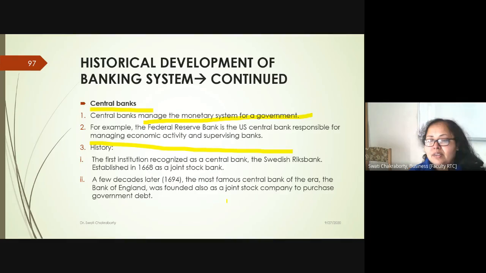one of the very famous central banks of that time came out. That was the Bank of England, which was also started as a joint stock company to purchase government debt.